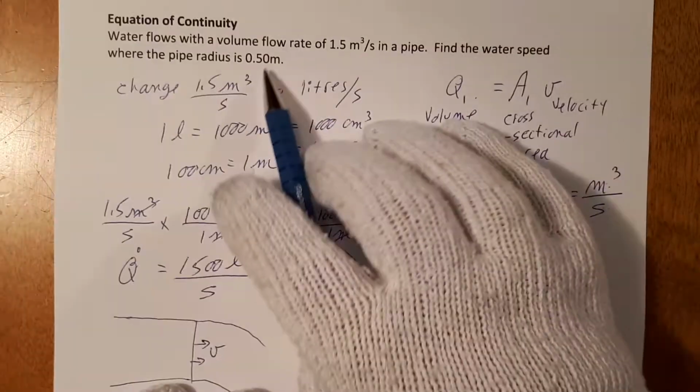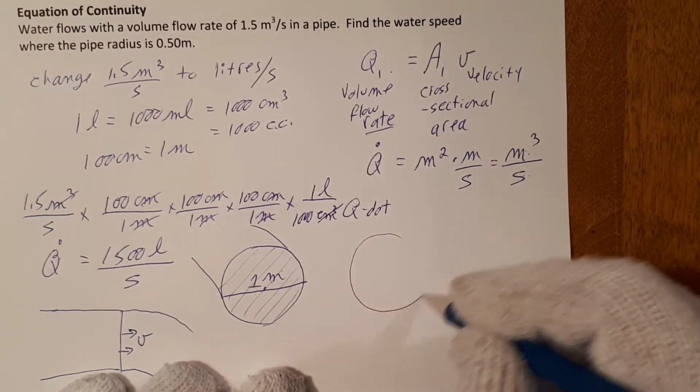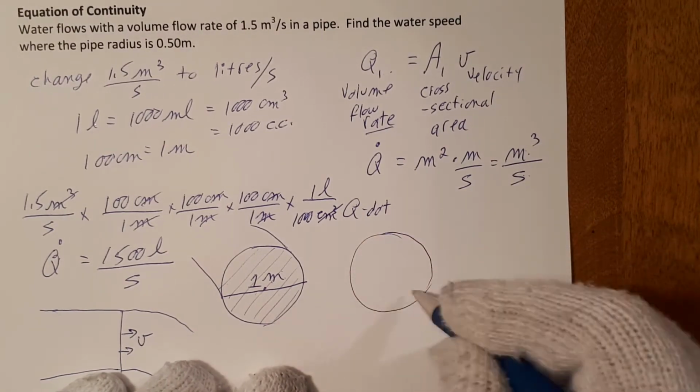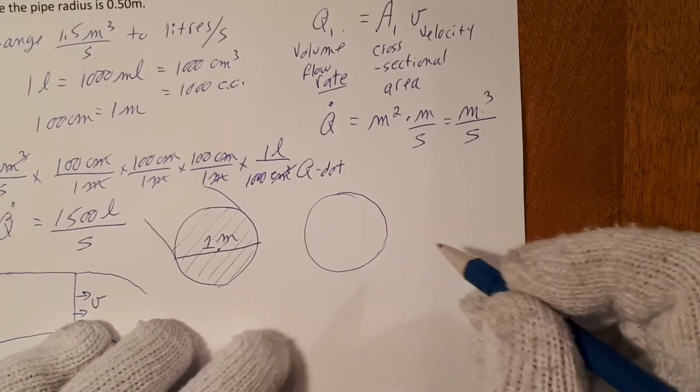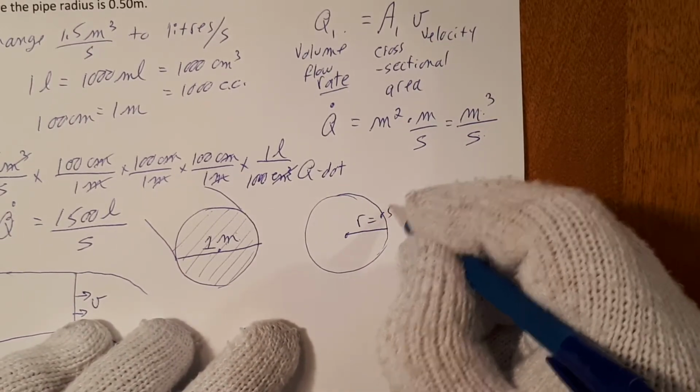Draw a quick picture of what is given. So we know it's going to be a circular pipe. And it's going to be filled with water, completely filled. And we're given the radius is equal to 0.5 meters.